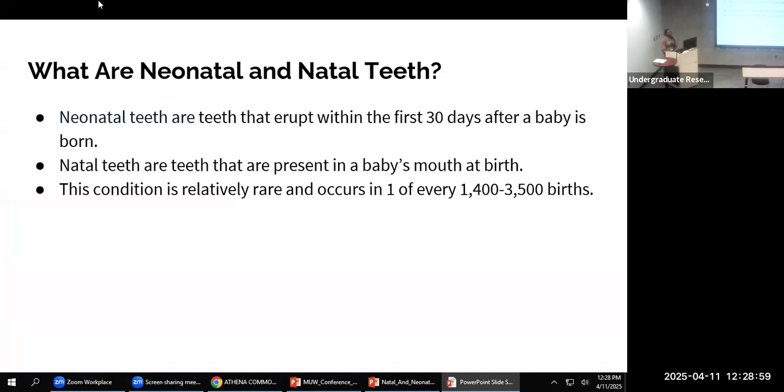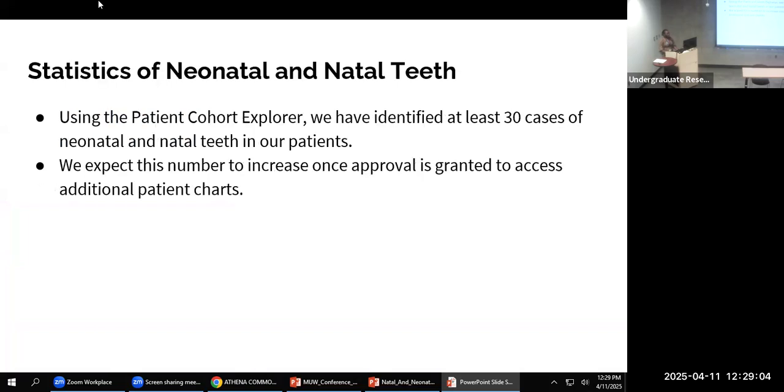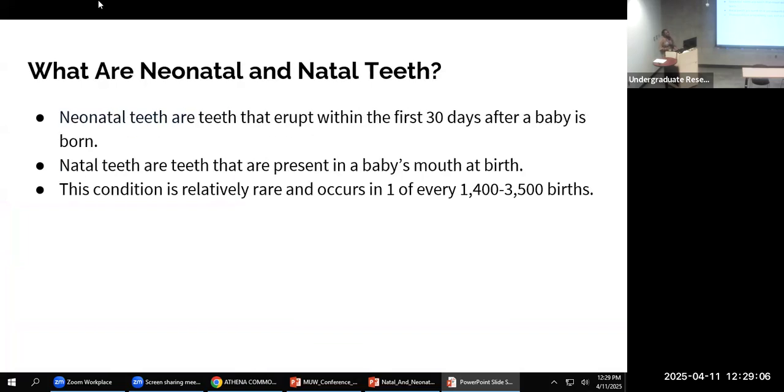First we will start off with what neonatal and natal teeth are. Neonatal teeth are teeth that grow within the first 30 days after a baby is born. Natal teeth are teeth that are present in a baby's mouth at birth. This condition is relatively rare and occurs in 1 of 1,400 to 3,500 births.